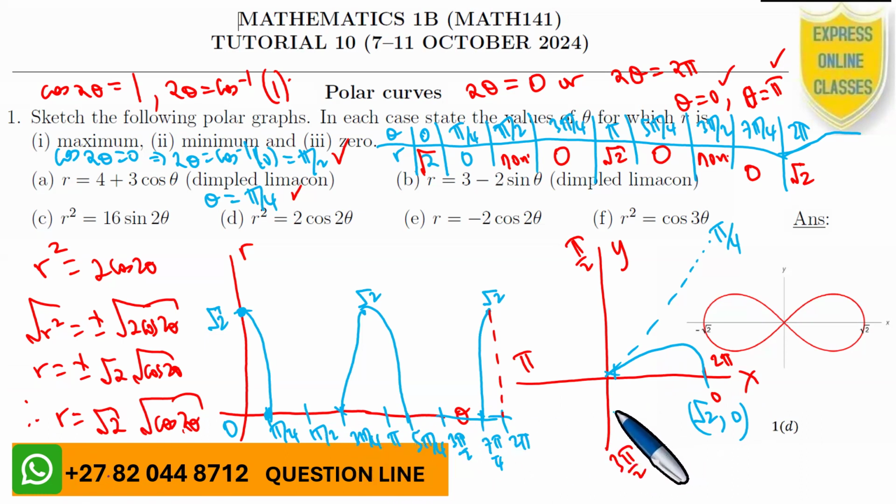There's nothing from pi over 4 to pi over 2. So this one is going to be at r is 0 at pi over 4. But from pi over 4 to pi over 2, there's nothing. From pi over 2 to 3 pi over 4, there's also nothing.